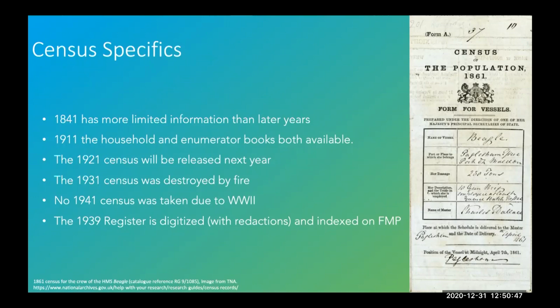The 1911 is the most recent one available. And as I said before, you have digital images in color of both the original household returns and the enumerator books. The 1921 census will be released in 2022. The 1931 was destroyed by fire. There was no 1941 taken. Britain was fighting for its life against the Nazis then. But to compensate for missing 20 years of census records, there is the 1939 register, and it is digitized and available on Find My Past. It has redactions for information about living people, and they update it several times a year and remove redactions once they know people have passed on.